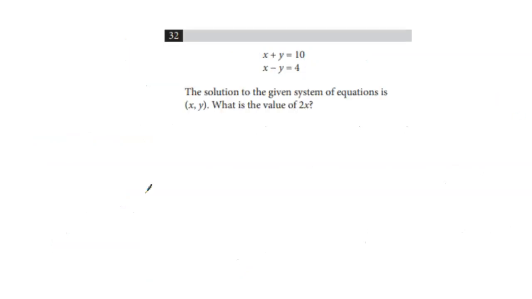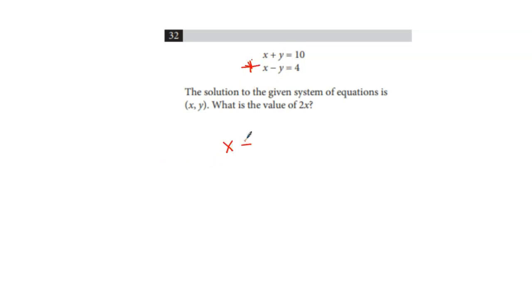Question number 32. They want us to find the solution set of this system, and then find the value of x. We have a whole lot of methods of solving a system of equations: by matrices, by substitution, and by elimination. Here, the elimination method is good because we have 1y here and -1y here. If we add them, we can get rid of the y and solve for x.